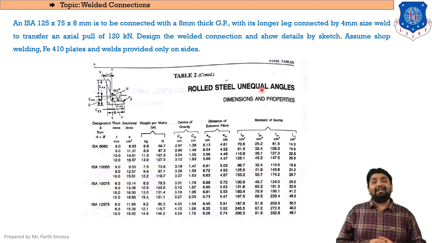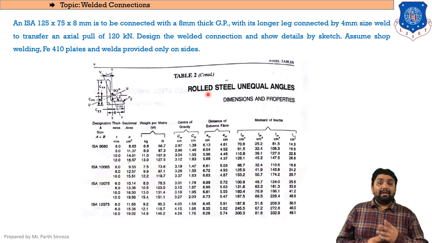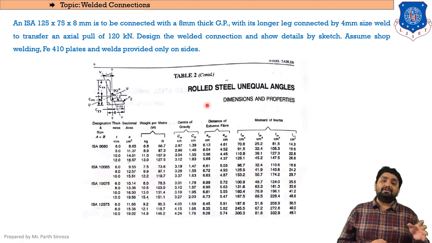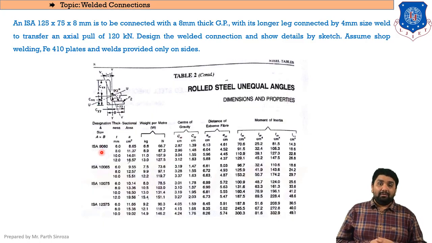You can also see the title of this page, that is rolled steel unequal angles. Keep in mind, here we are dealing with two types, equal angles and unequal angles. Clear? Here, as you can see in the question, it is mentioned 125 cross 75. That means we are dealing with unequal angles. So you need to refer to the page that contains unequal angles. In the first column, you can see the ISA nomenclature mentioned. There you need to identify where 125 cross 75 has been mentioned. So you can see in this page that 125 cross 75 is mentioned here.